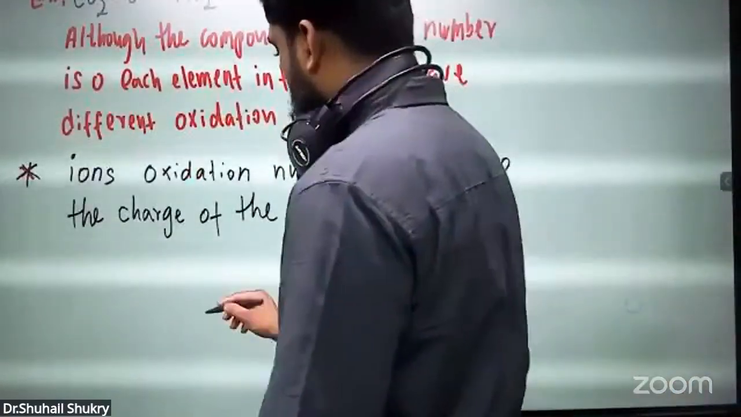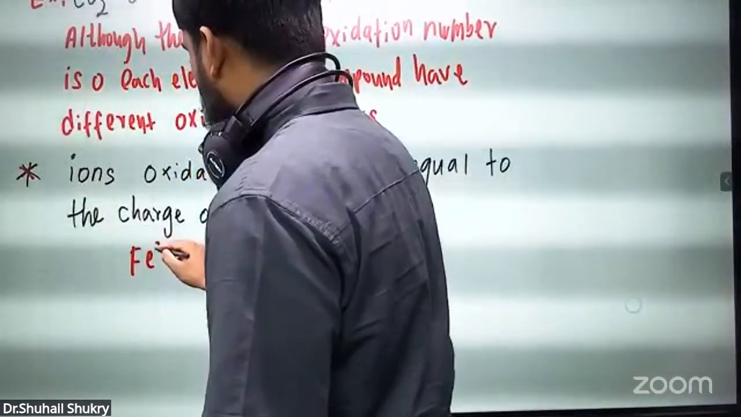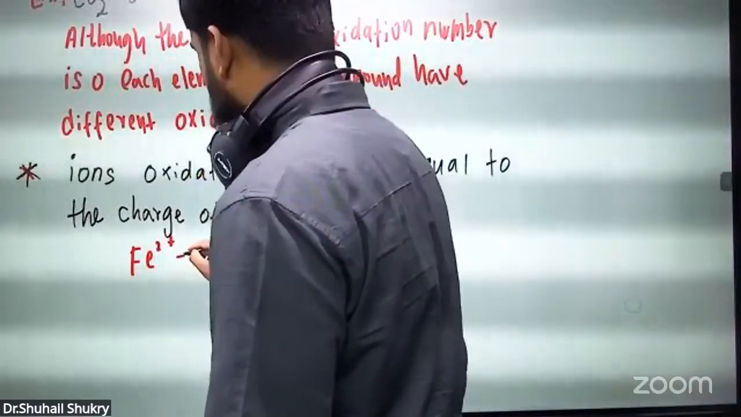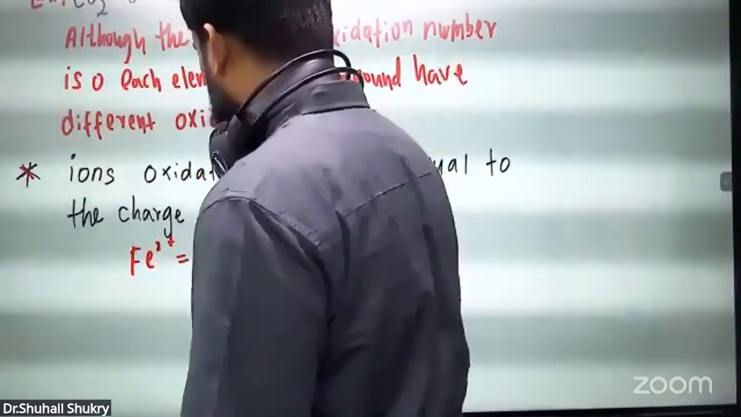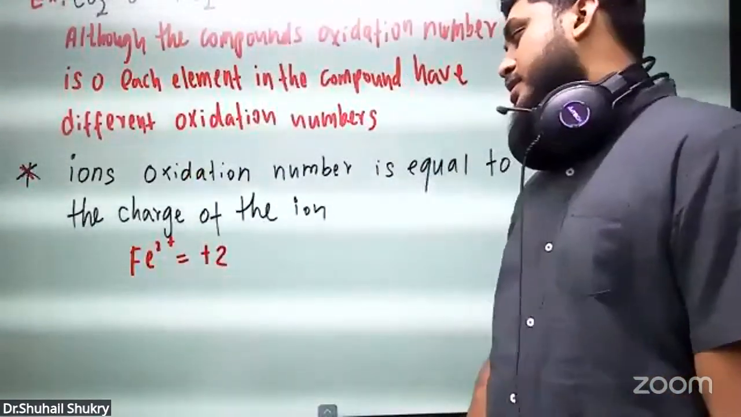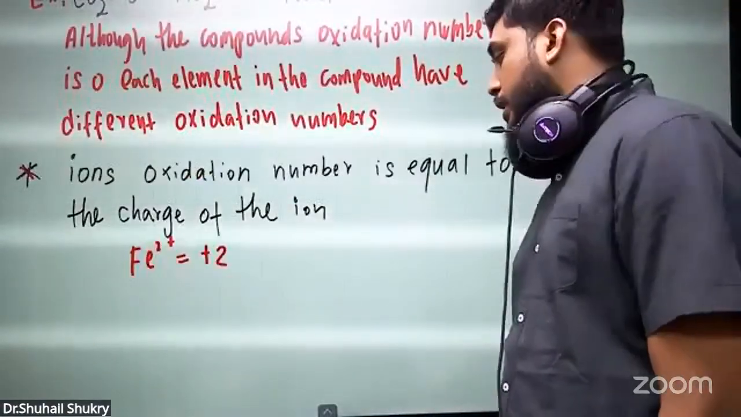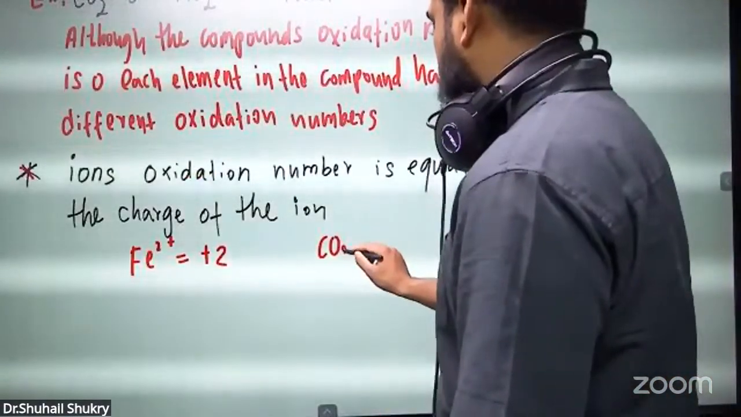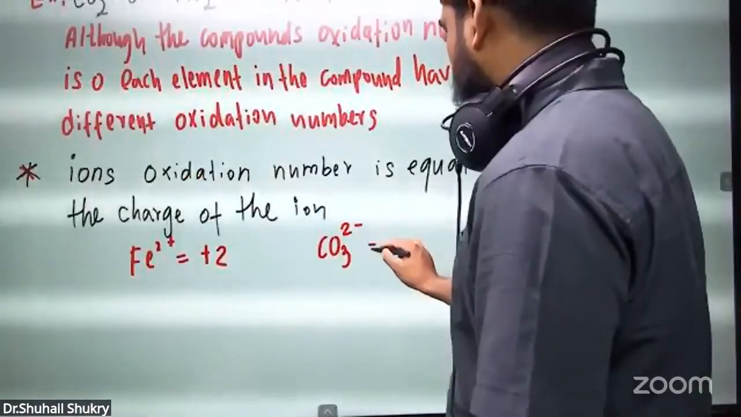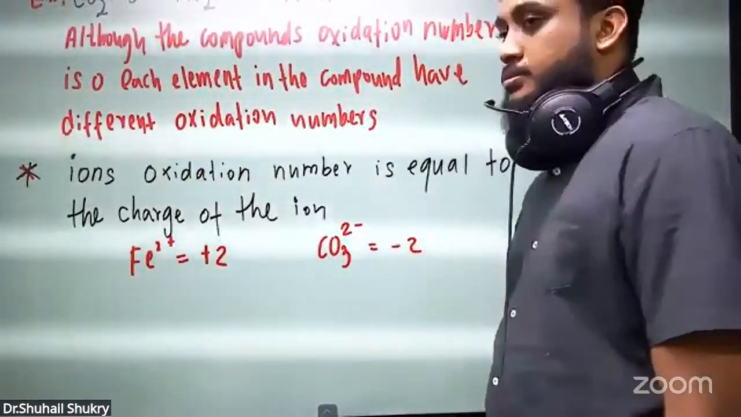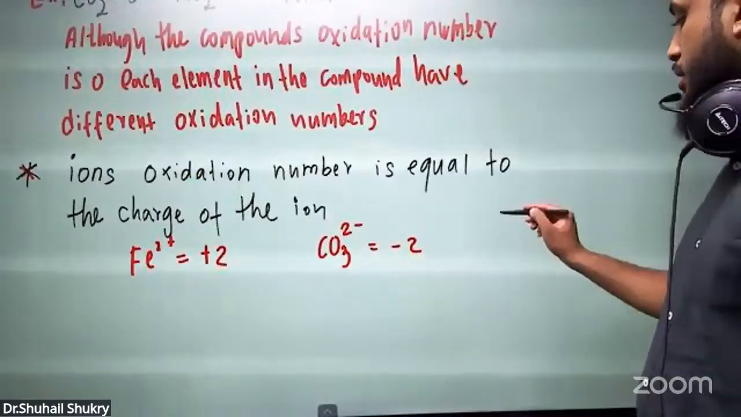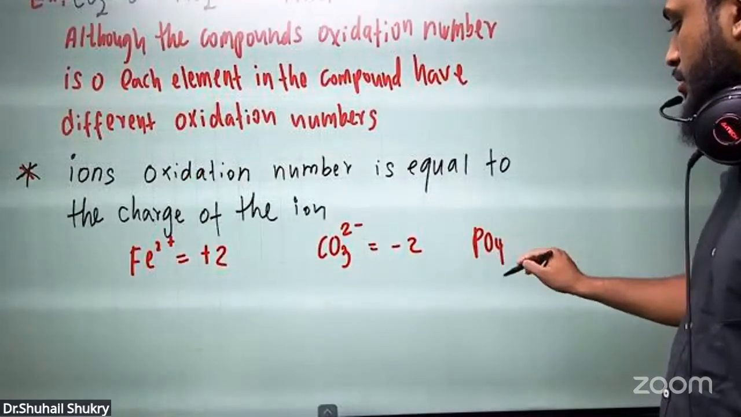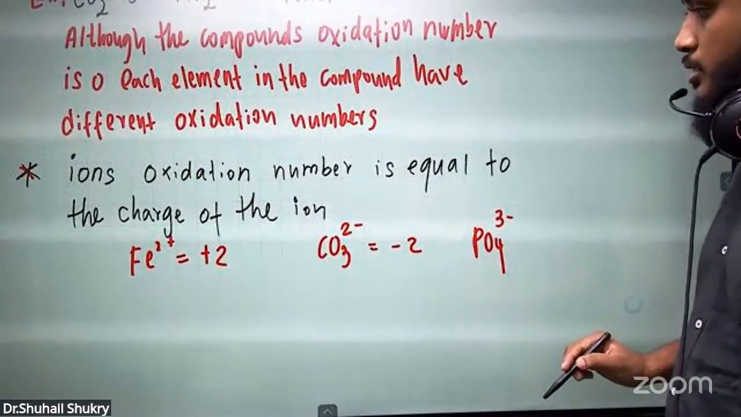If you take Fe2+, the charge is the oxidation number, so it is plus 2. Fe2+ means oxidation number is plus 2. For example, CO3 2-, what is the oxidation number of this? Minus 2. Then PO4 3-, what is the oxidation number of the ion?